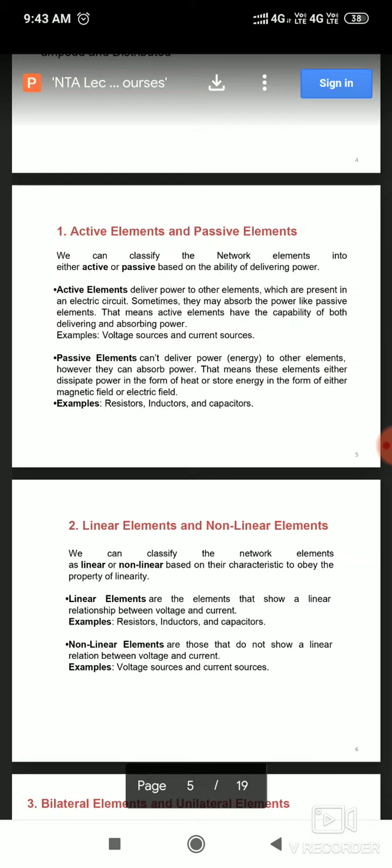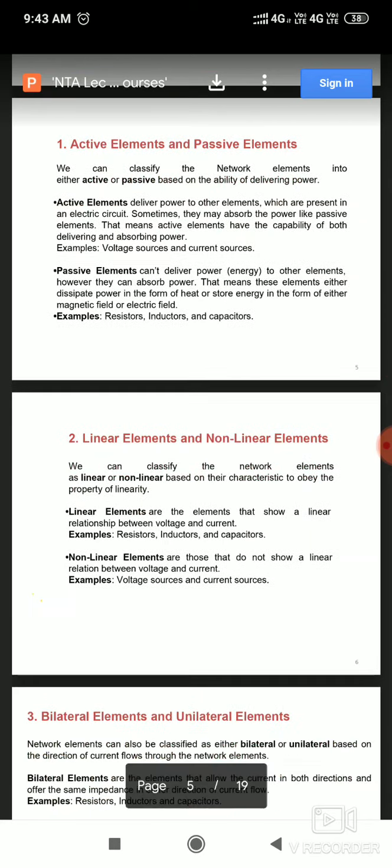Passive elements are exactly opposite. Passive elements are those elements which cannot deliver power, they only absorb power. These elements are nothing but R, L, C, that is resistor, inductor and capacitor, but they will store energy. Inductor stores energy in the form of a magnetic field. Capacitor stores energy in the form of an electric field. Resistor never stores energy. Okay, so these are the elements called passive elements.